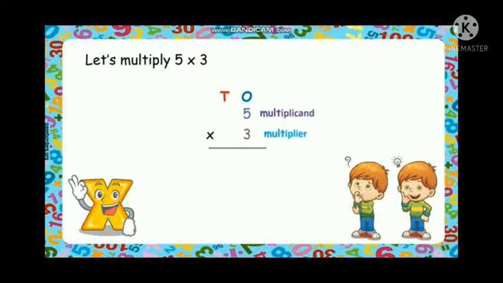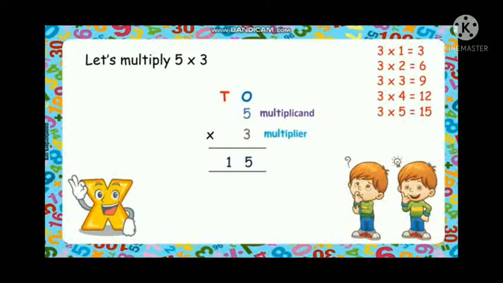Now always you have to speak the table from multiplier to multiplicand. It means you have to speak the table of 3 up to 5. So you can see in the corner, 3 ones are 3, 3 twos are 6, 3 threes are 9, 3 fours are 12, 3 fives are 15. Now the multiplicand is 5, so we will stop here and our answer is 15. 15 is the product of this example.